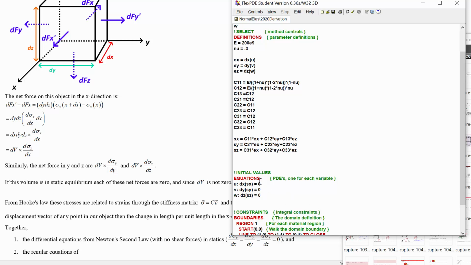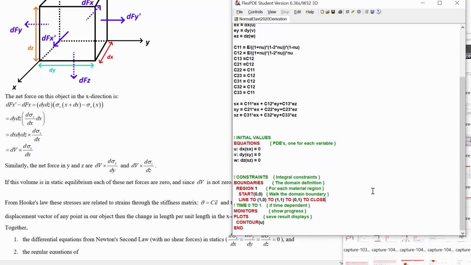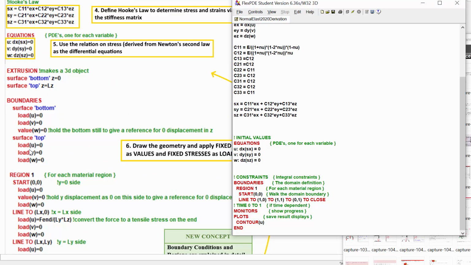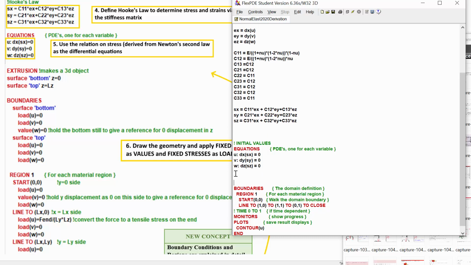Right. The next thing is we want to draw the region. Now, as is, this is specifying a square in the xy plane. We can just leave it as a regular square, but we need to then go and extrude this. And the syntax for doing that is to put in an extrusion segment above the start of the boundaries part. Extrusion is not really case sensitive, like everything in FlexPDE, but it's a little bit easier to notice where the thing starts when you write it in all caps.